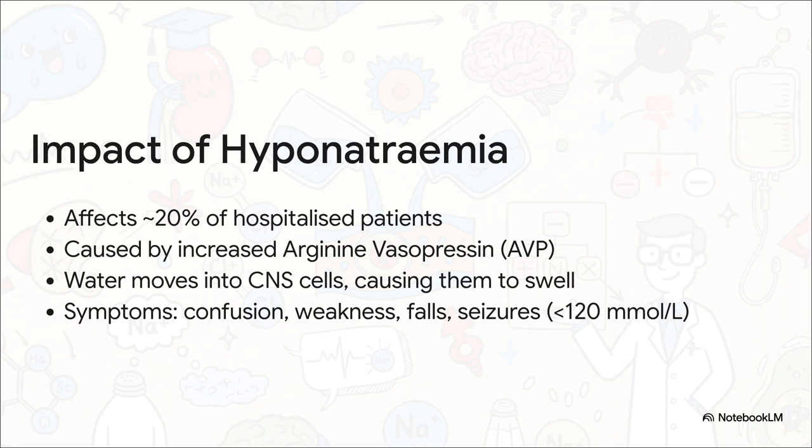And that swelling is what causes the symptoms: the confusion, the falls, the weakness. And if it's really severe, say under 120, or if it happens really fast, you get seizures. And here's the absolute key takeaway. Almost all hyponatremia is caused by an increase in a hormone called arginine vasopressin, or AVP, which is also known as antidiuretic hormone. It's the hormone that tells the kidneys to hang on to water.